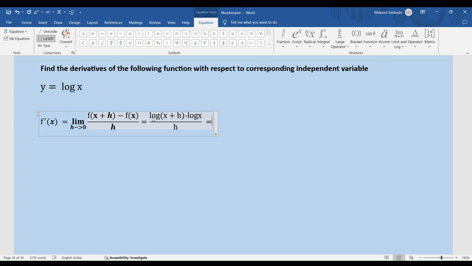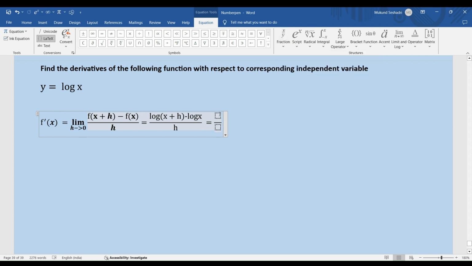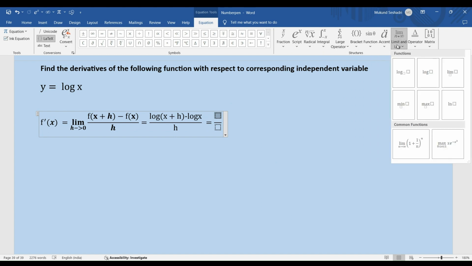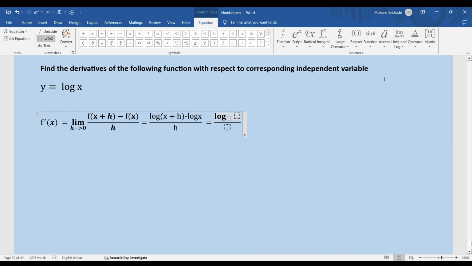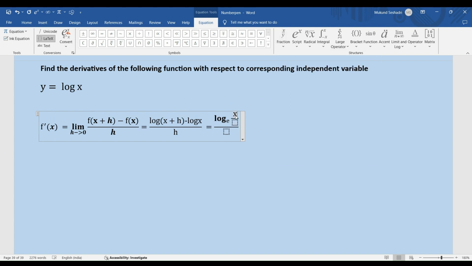And I know that log a minus log b equals log a by b. So I can combine the first part and the second part and represent it like this. Let's remember, folks, in all these problems the log is to the base e. So when I do log to the base e and combine the first and the second part of the numerator, what do I get? I still get x plus h divided by x, and then I have an h in the denominator.